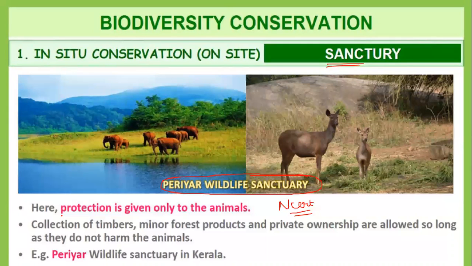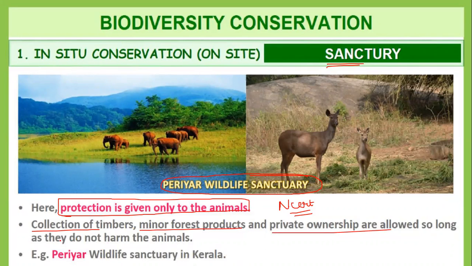So in the sanctuary, protection is given only to animals. What about national parks? Both plants as well as animals are given equal weightage. But in the wildlife sanctuaries, prior importance is given to animals. Collection of timber, minor forest products and private ownerships are allowed so long as they do not harm the animals. So all the things which do not harm the animals are allowed inside the sanctuary. For example, cutting down of woods, minor forest products like resin, gum, all these things can be collected. All these things are done in the wildlife sanctuaries only, not in the national park.